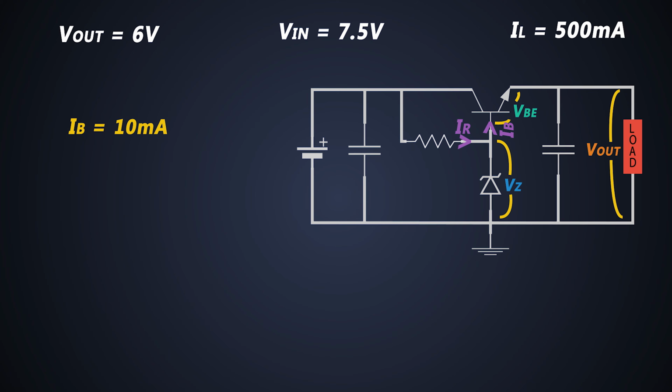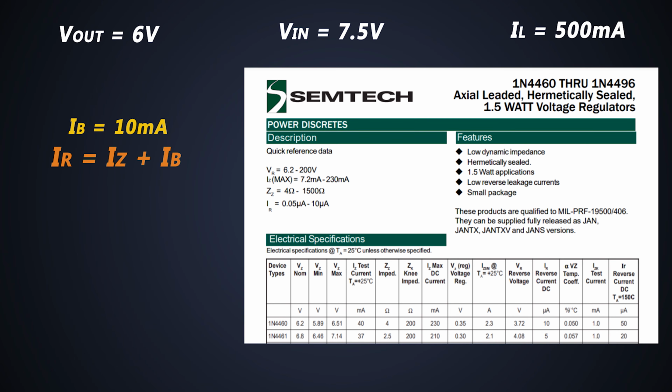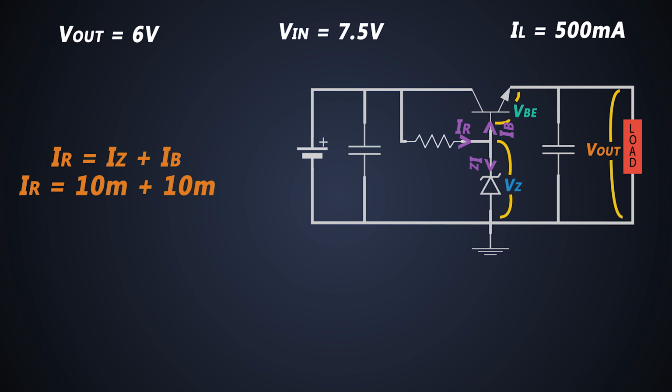Well, this resistor provides the current to both the Zener diode and the BJT. So the current flowing through this resistor should be the sum of base current and Zener current. From the datasheet of the Zener diode, there is a minimum current mentioned. Let's say it is 1 mA. So for the safe side, we'll consider 10 mA. So the required resistor current should be at least 20 mA.